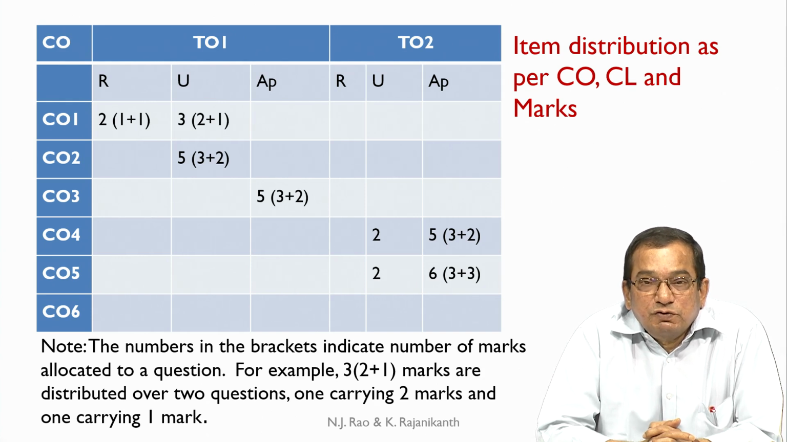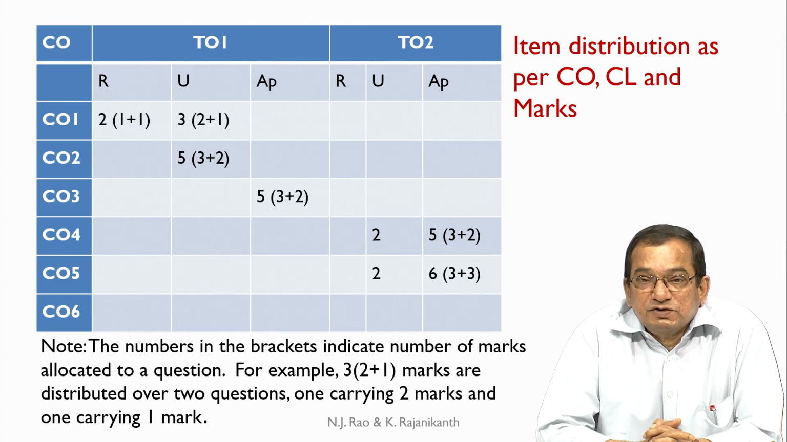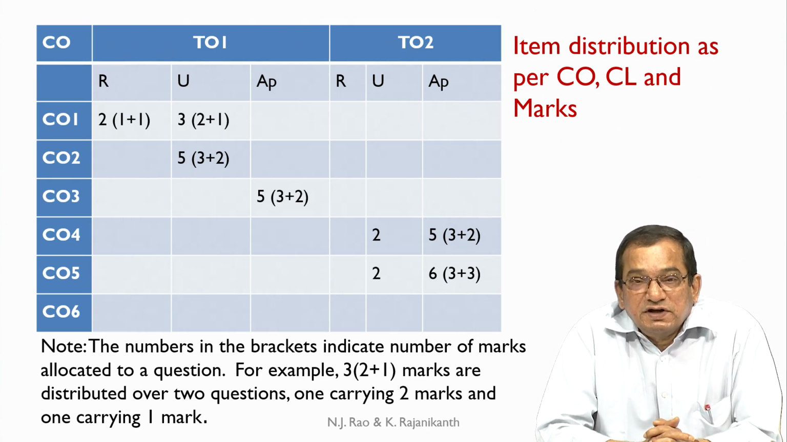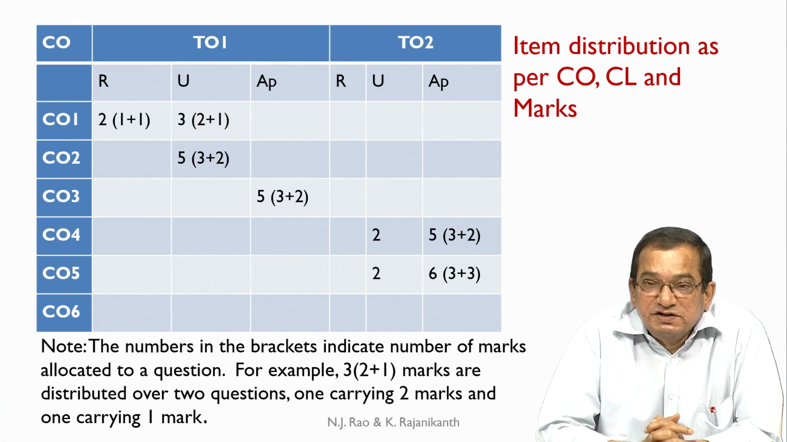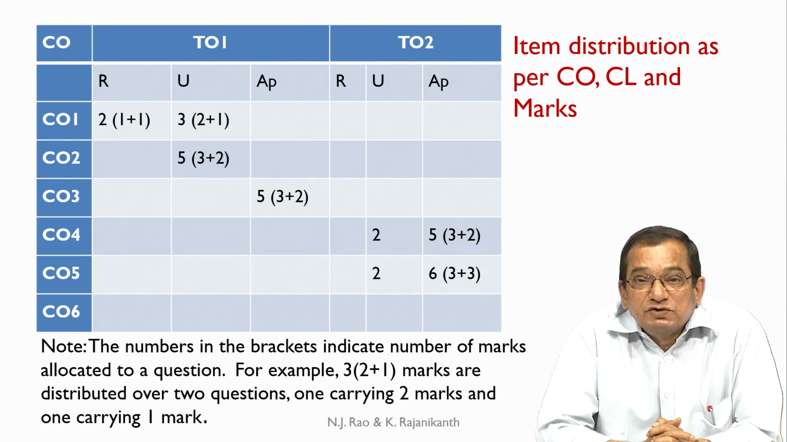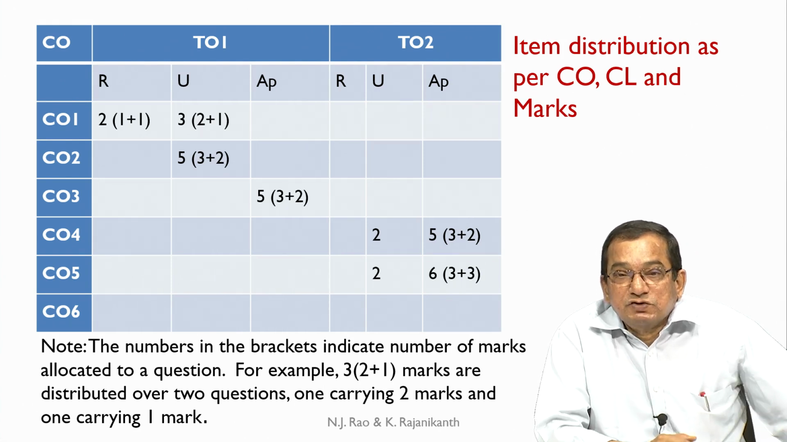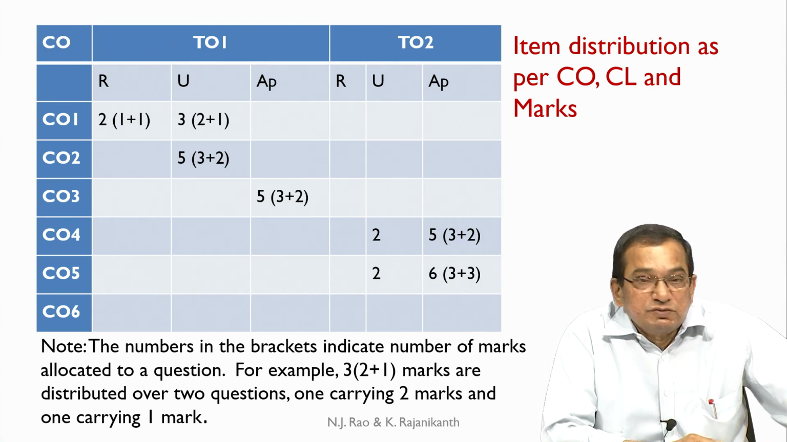Similarly, you can look into all the other things. For example, for CO5 at apply level we need to have 6 marks, that is made up of 2 items, one item of 3 marks and another item of 3 marks. That means for CO5 we need 2 items, 3 marks each. So, if you want to create an item bank which is 5 times that, then we need 10 items of 3 marks each. So, that is the reason why we need to split the marks into assessment items.